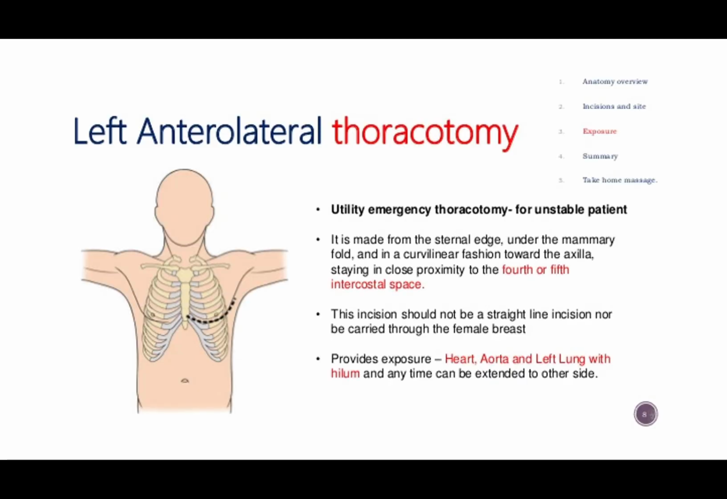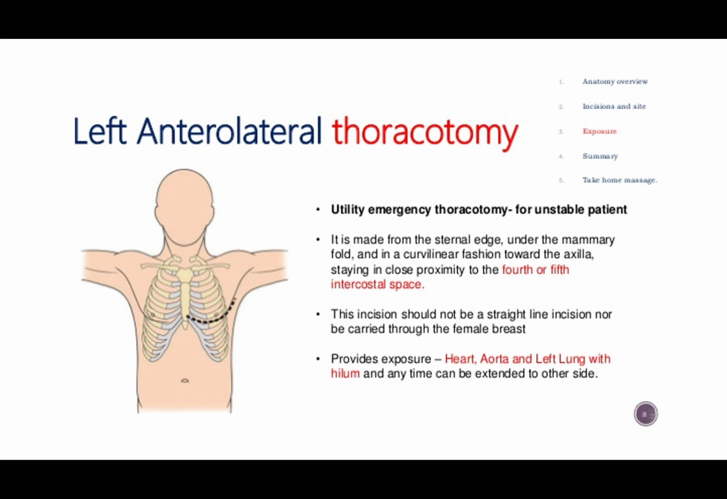So here's the left anterior lateral thoracotomy. This is usually the ED thoracotomy. This is what you're going to do in the trauma bay for an unstable patient. You're going to go with the inframammary fold, and you're going to go pretty much midline from the sternum all the way down towards the axilla, all the way to the bed with a knife. Get some scissors in there, cut through the pleura, and then you'll do whatever it is you need to do.